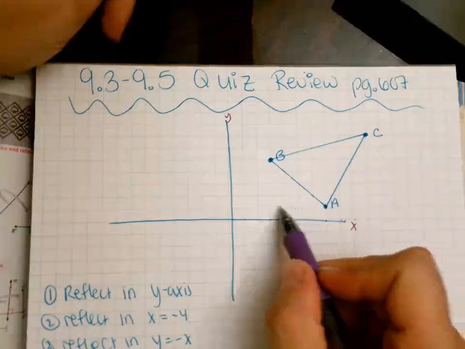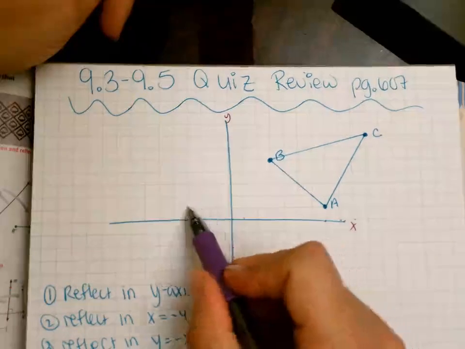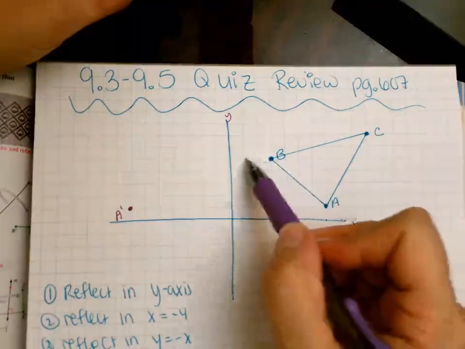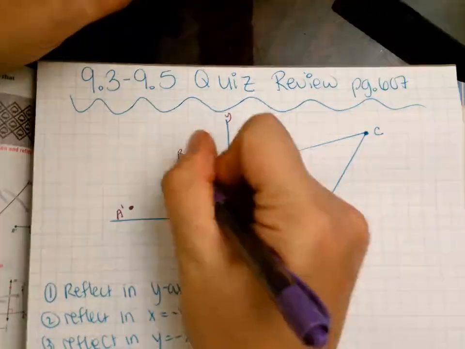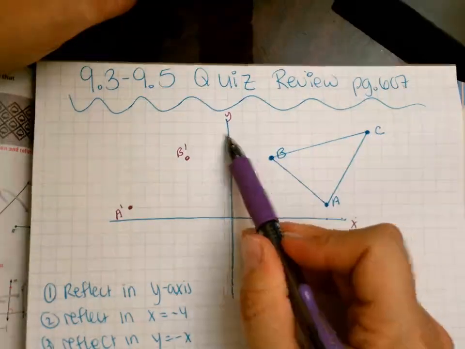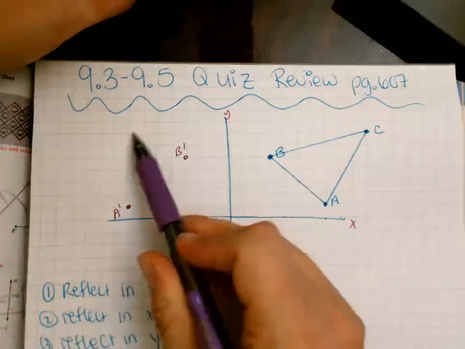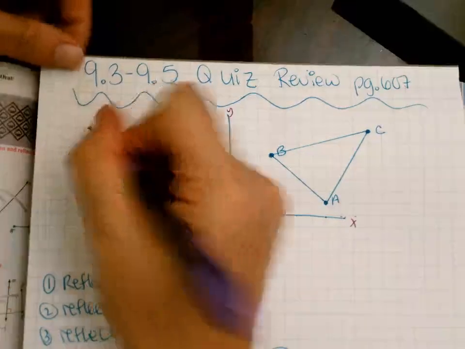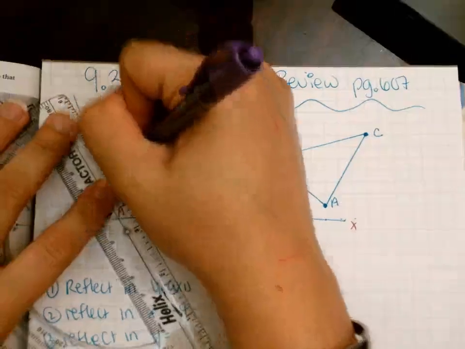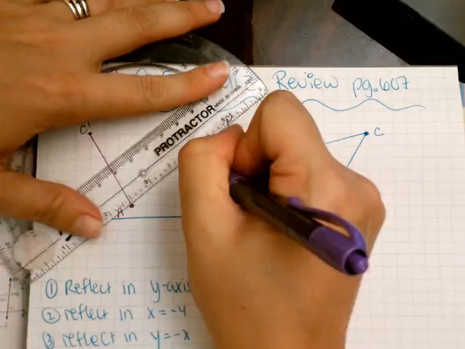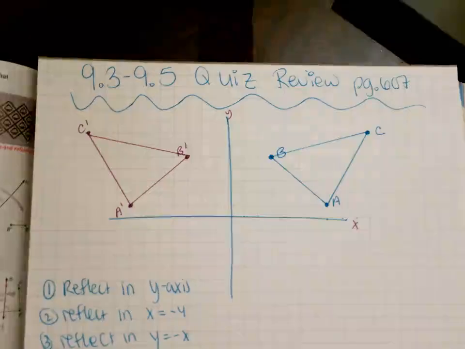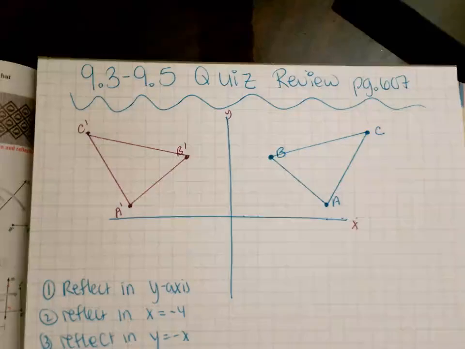1, 2, 3, 4, 5, 6, 7. 1, 2, 3. 1, 2, 3, 4, 5, 6, 7, 8, 9, 10. And I'm just going to use a straight edge. Alright, so there we go. That is the triangle if it's been reflected in the y-axis.